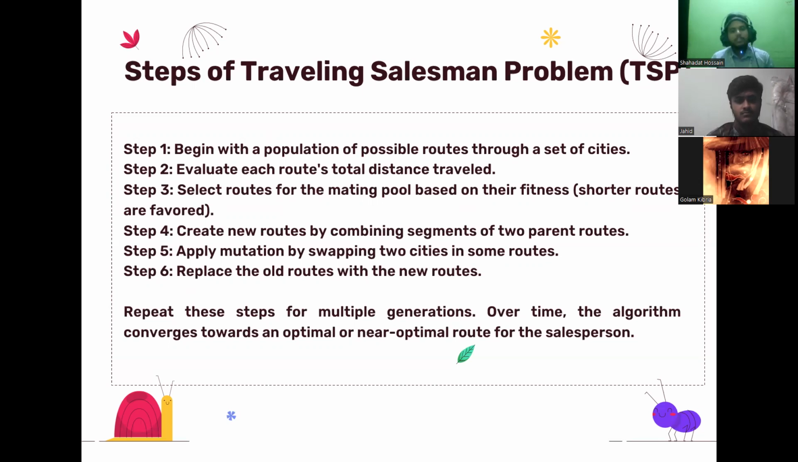In step 4, we need to create new routes by combining segments of two parent routes. We can also call this step crossover. In the next step, we need to apply mutation by swapping two cities in some routes. And the last step is we need to replace the old routes with new routes. If we find an optimal solution, our algorithm will be stopped here. But if we don't find any optimal solution, we need to repeat these steps for multiple generations. Over time, the algorithm converges towards an optimal or near optimal route for the salesperson.